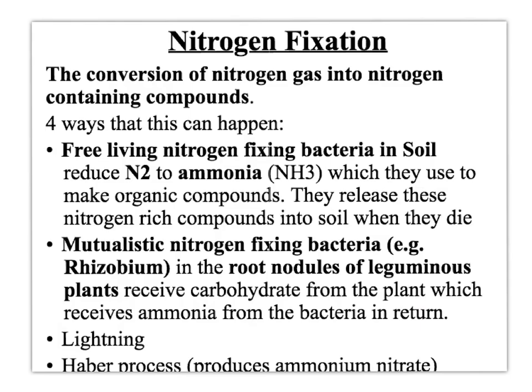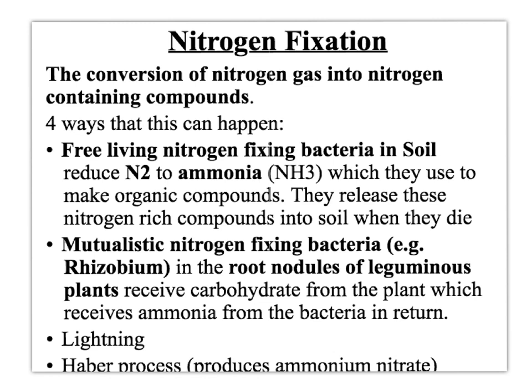So here's a quick summary written down. I'll go through it in the diagram as well in a second. We've got four ways that nitrogen gas can be converted to nitrogen containing compounds. First of all, we've got free living nitrogen fixing bacteria. These nitrogen fixing bacteria can convert nitrogen gas to ammonia, and so they're reducing nitrogen.